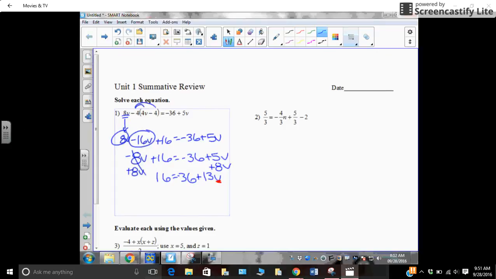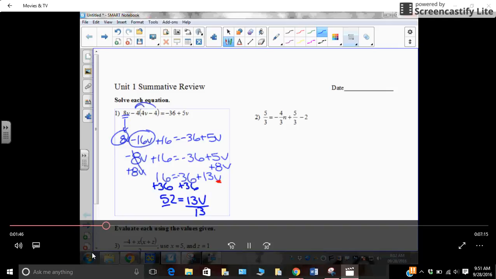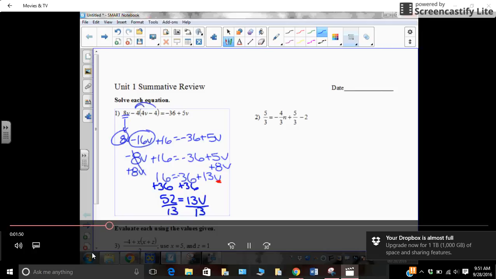I want to solve for v, so to isolate that variable, I will first add 36. And then I need to divide by 13. And that will give me v equals 4.